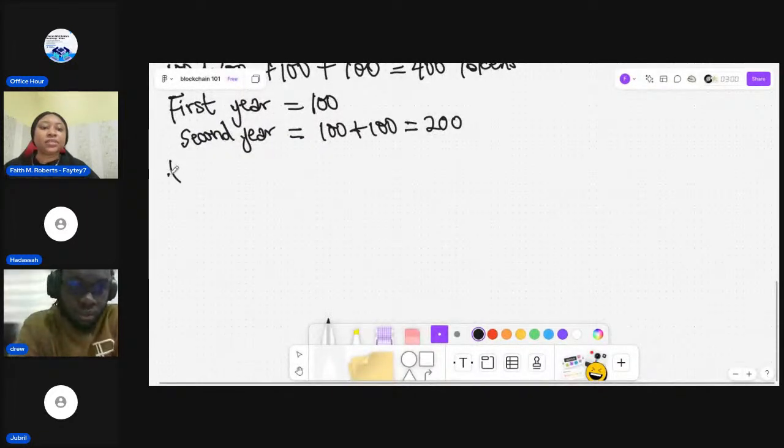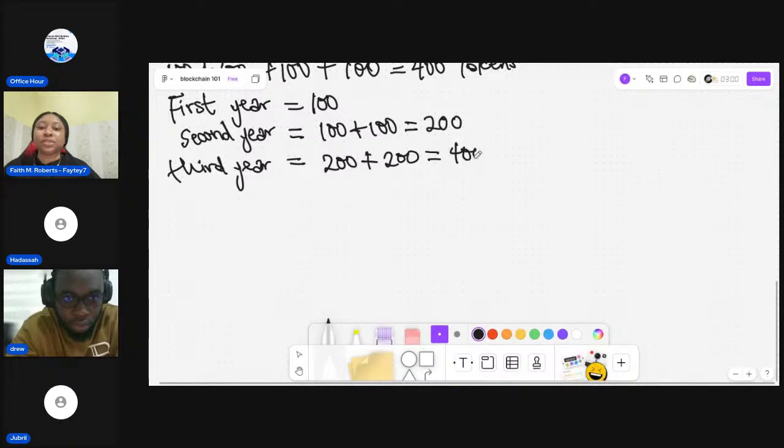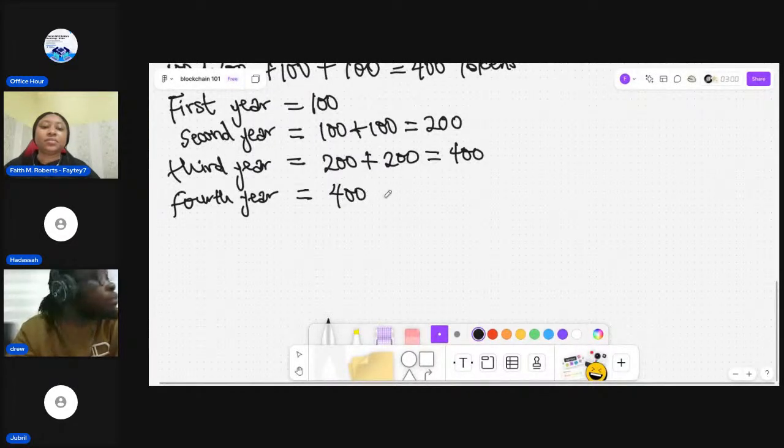Now for the third year, why is my writing this bad today? For the third year, we'll check our current token supply, which is 200, and add 100%. And 100% of 200 is 200, right? And then you get 400. And then by the fourth year, 400 plus 400, you get 800.